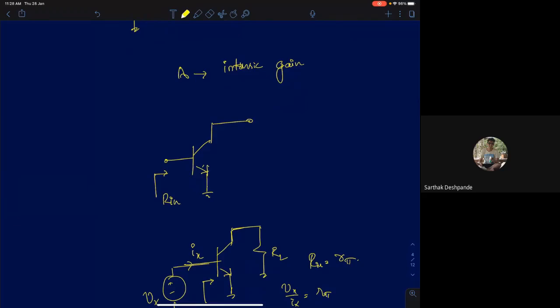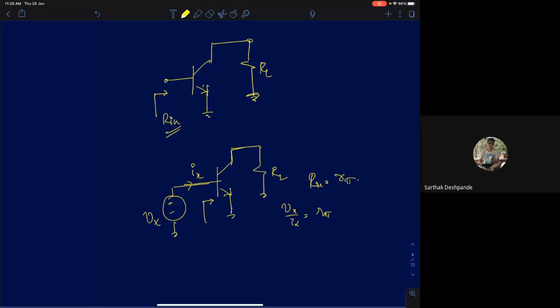In fact, I told you guys, whenever you are measuring Rin, generally keep your load resistance. In many configurations, it doesn't depend upon the load, but in some configurations, it does depend on the load. So the best way is retain the load resistance as it is, and then measure the input resistance. How do you measure the input resistance? Apply a small voltage Vx and measure the current drawn inside.